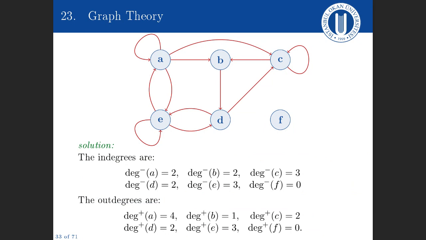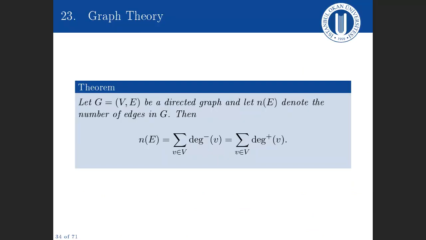Let's write that as a theorem. Let G be a directed graph and let NE be the number of edges in G. Then the number of edges in G is the sum of the in degrees, and it's also equal to the sum of the out degrees.